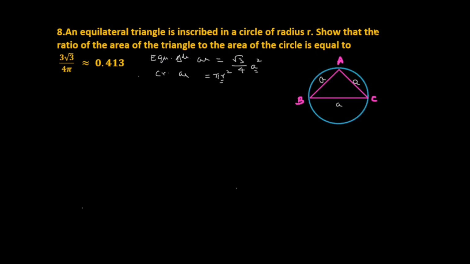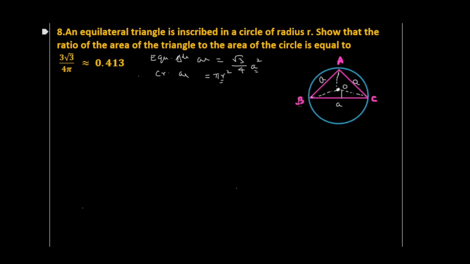a is equal to how many r's? What is the relation between side a and the radius? Here it is given the radius of the circle is r. If O is the center of the circle, then the radii OA, OB, OC are r. So we cannot find the ratio; we need to find a in terms of r.